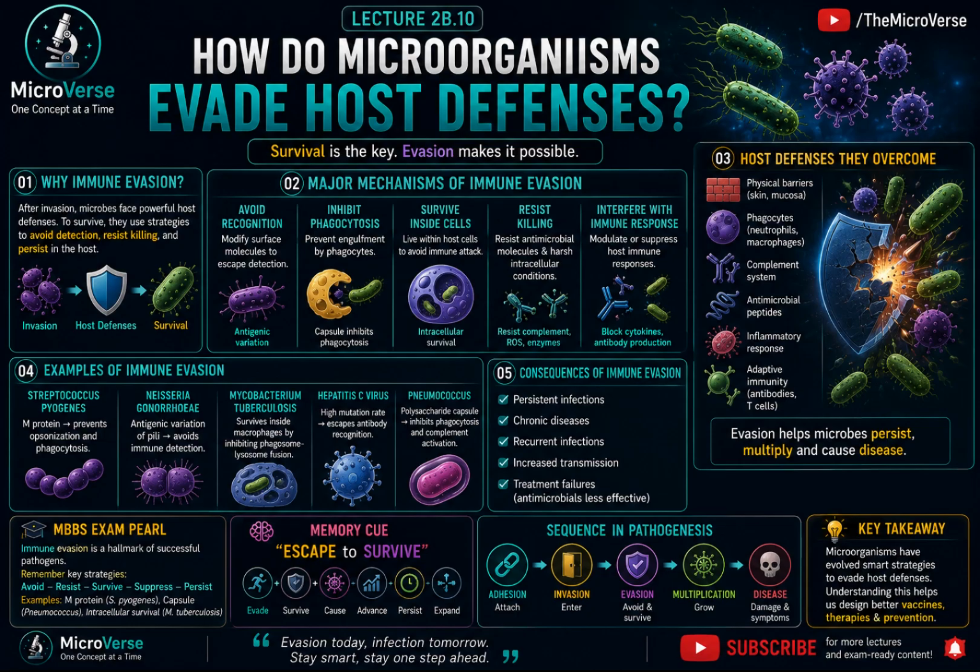Let's bring these mechanisms together. A microorganism may avoid recognition, then resist phagocytosis, then survive inside the cells, next resist complement, and then modify immune responses. These mechanisms can act individually or together. The exact strategy depends on the microorganism and the host environment.